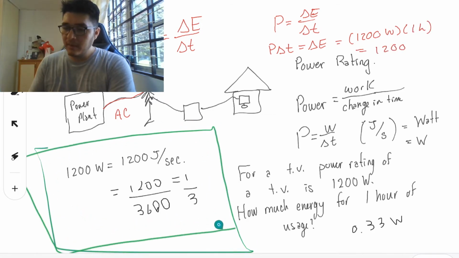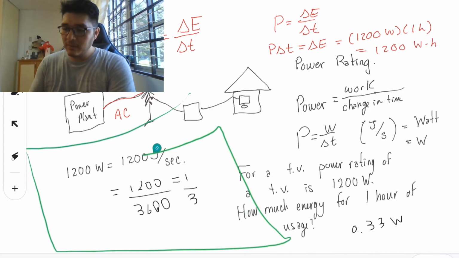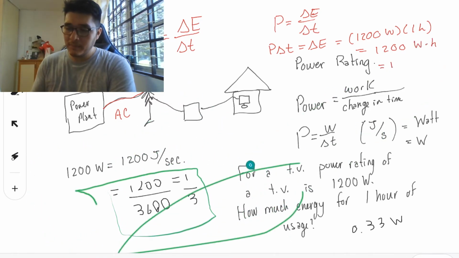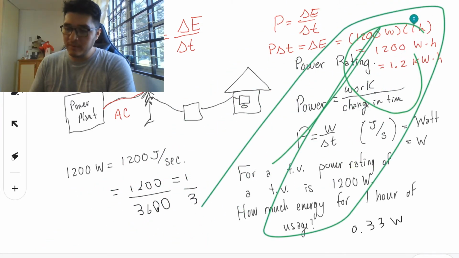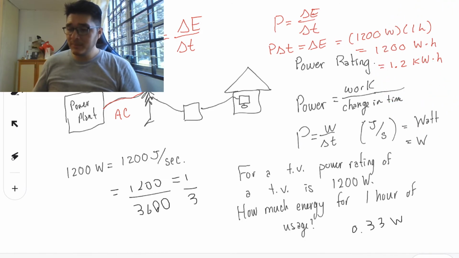And what do we get? 1200 watt hour. So this is the same thing as 1.2 kilowatt hour. Hey, Oscar, stop. I'm trying to show something.